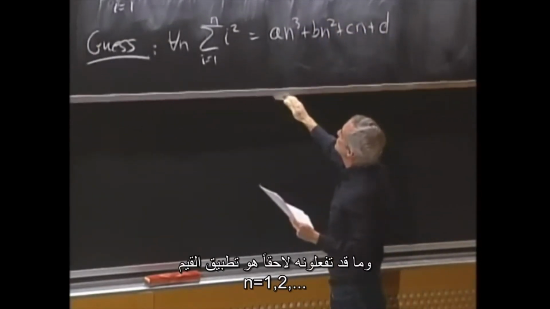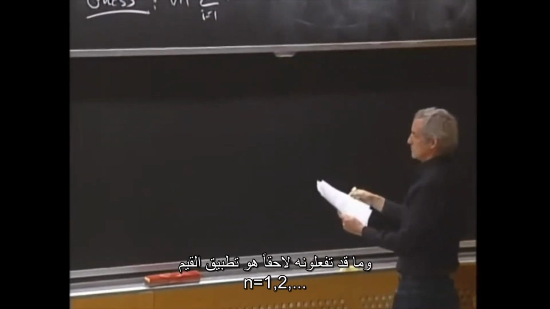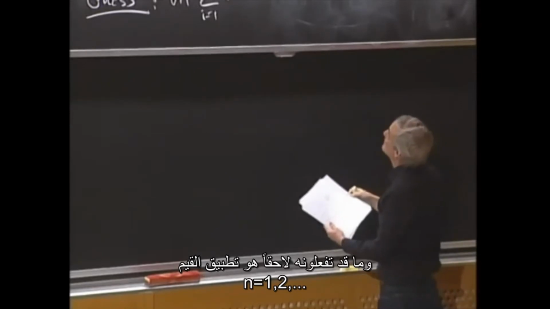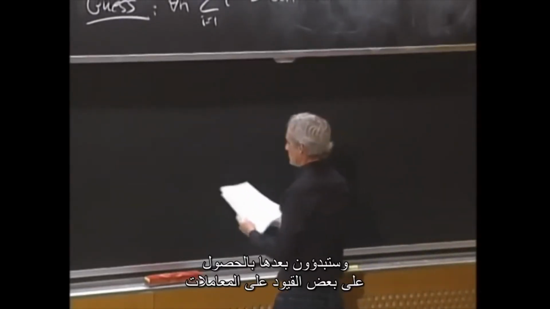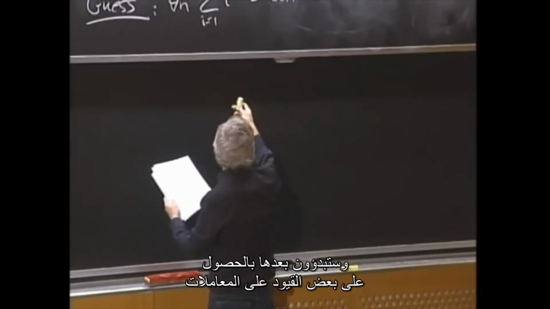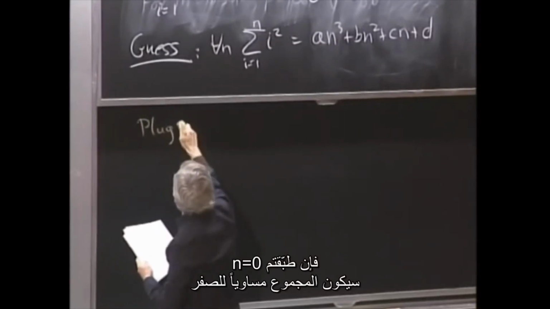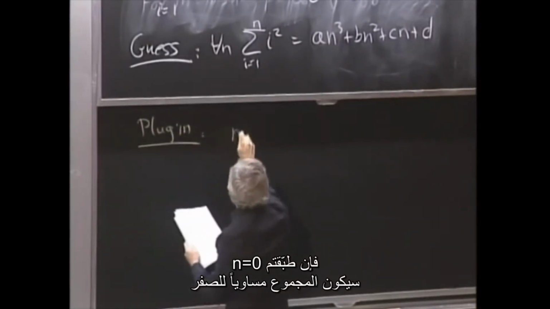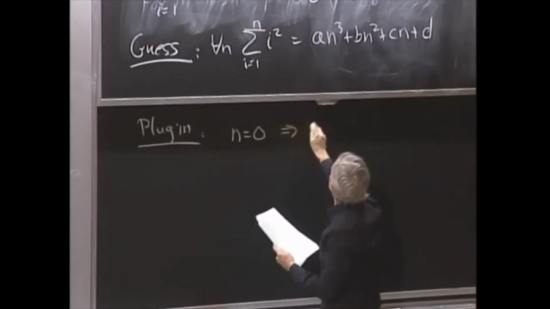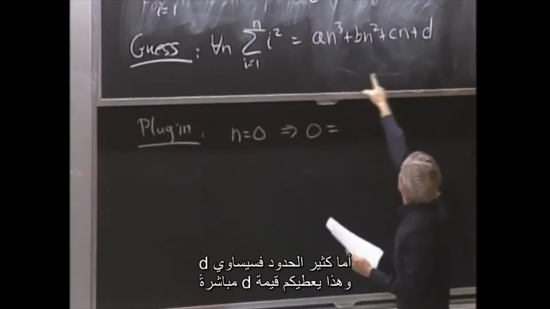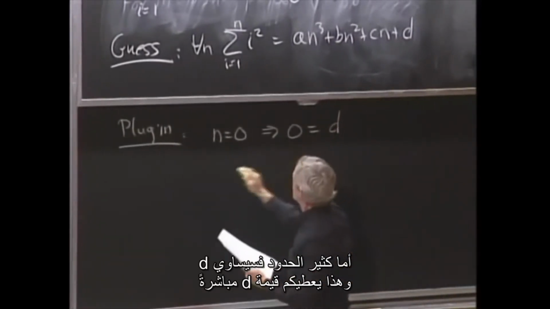And then what you would do is plug in the value n equals 1, n equals 2, maybe even we'll make it n equals 0, make it simple, and start getting some constraints on the coefficients. So you would plug in n equals 0, the sum is 0. The polynomial evaluates to d. That tells you what d's got to be right away.